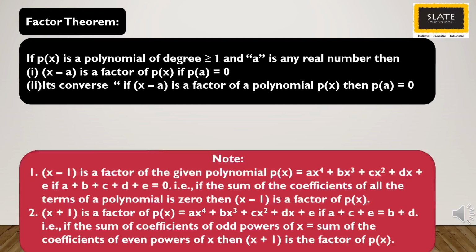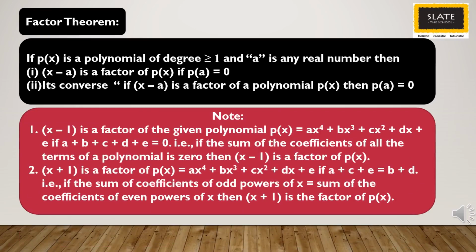Some important points. First one, x minus 1 is a factor of the given polynomial P of x equal to ax power 4 plus bx cube plus cx square plus dx plus e if a plus b plus c plus d plus e equal to 0. That is, if the sum of the coefficients of all the terms of a polynomial is 0, then x minus 1 is a factor of P of x.